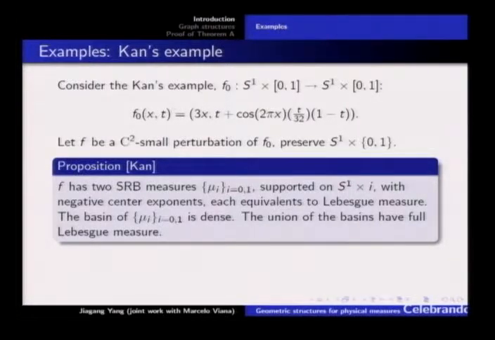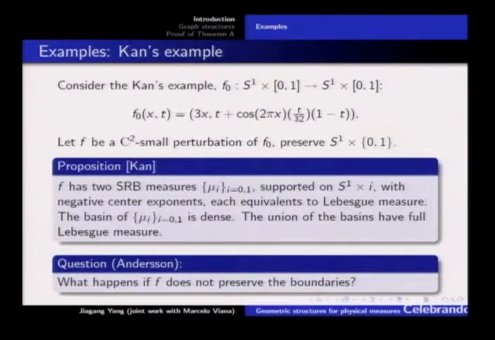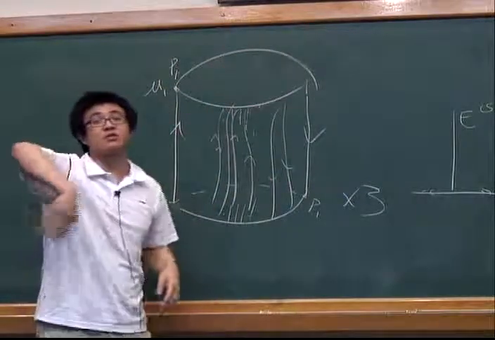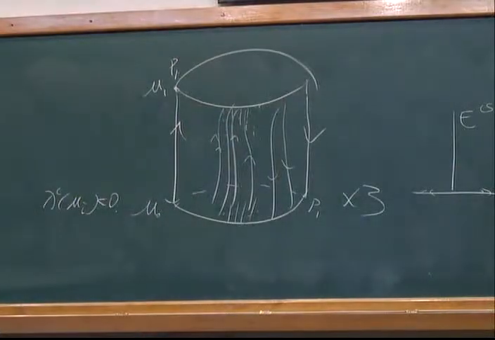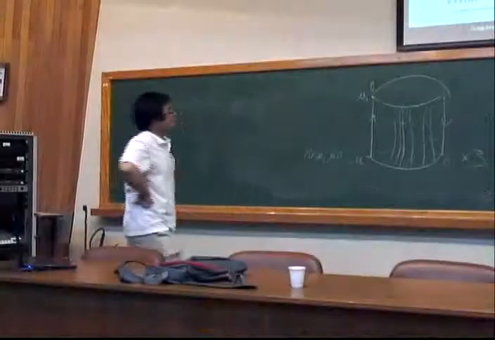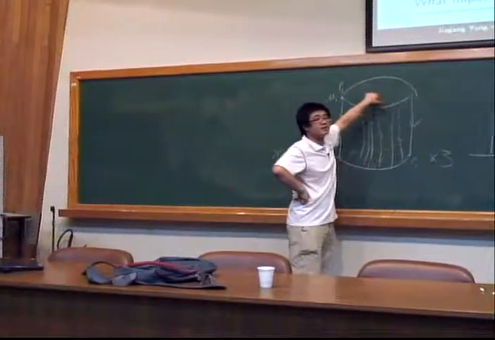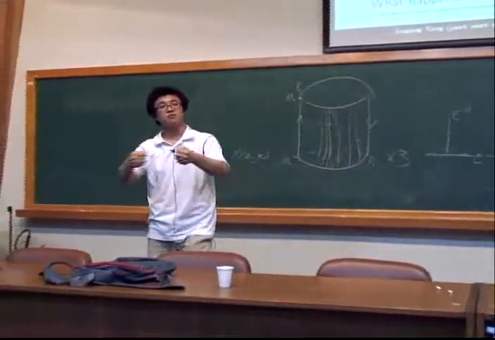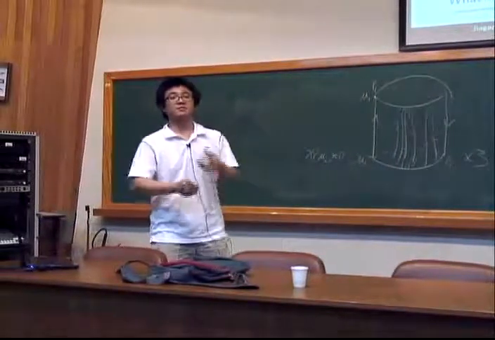See, this is quite strange for us because the basin is always dense, right? Then Martin Andersson asked me one question in his thesis. What happens if the boundaries, in the boundary, it's uniformly expanding, so the measure is equivalent to the Lebesgue measure on the circle. The question is very interesting. If the diffeomorphism does not preserve the boundaries, what happens? It is possible that two measures change to be one measure, or some such phenomenon.